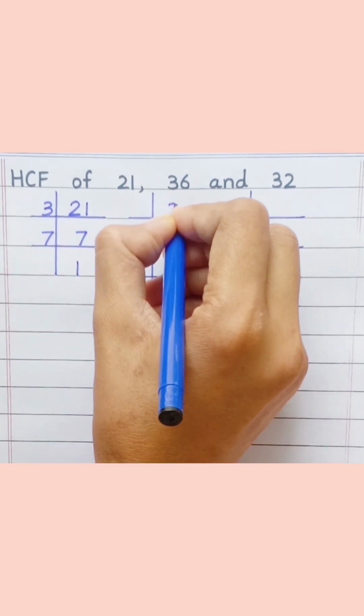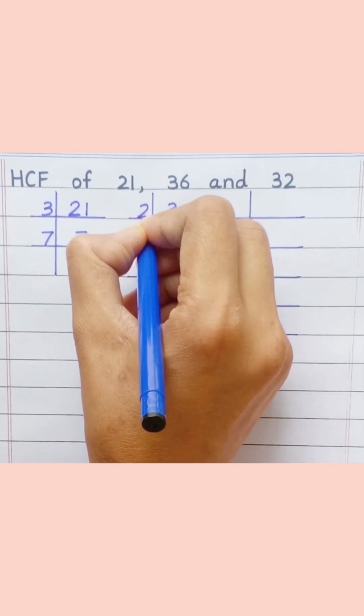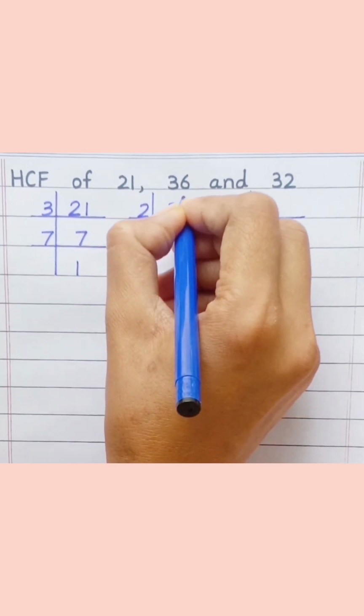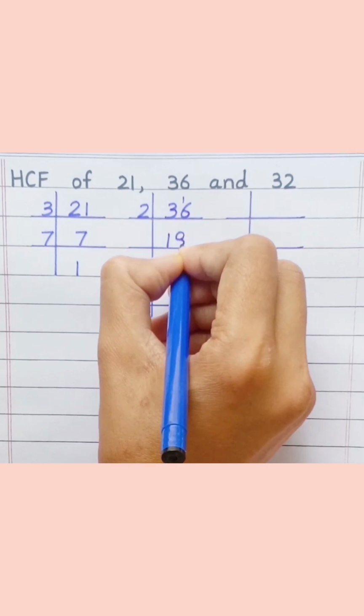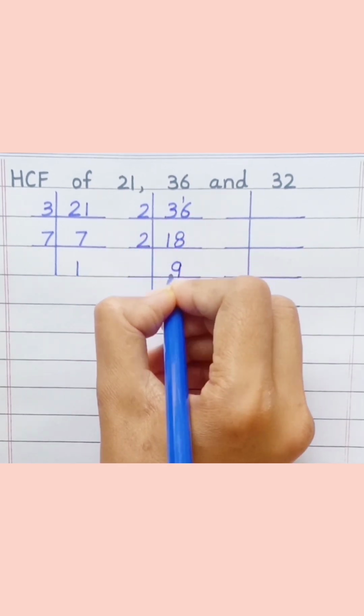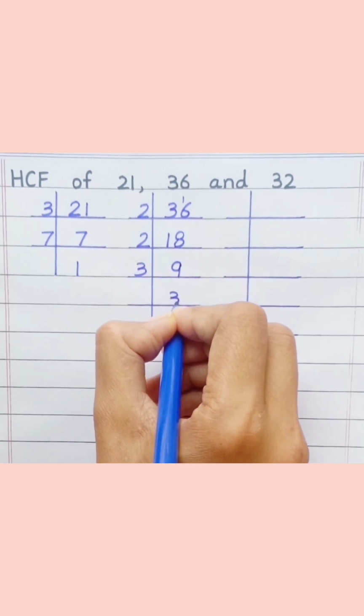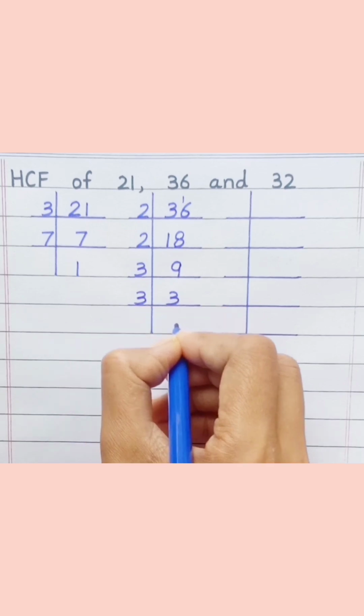36: 2 ones are 2. 2 eights are 16. 2 nines are 18. 3 threes are 9. 3 ones are 3.